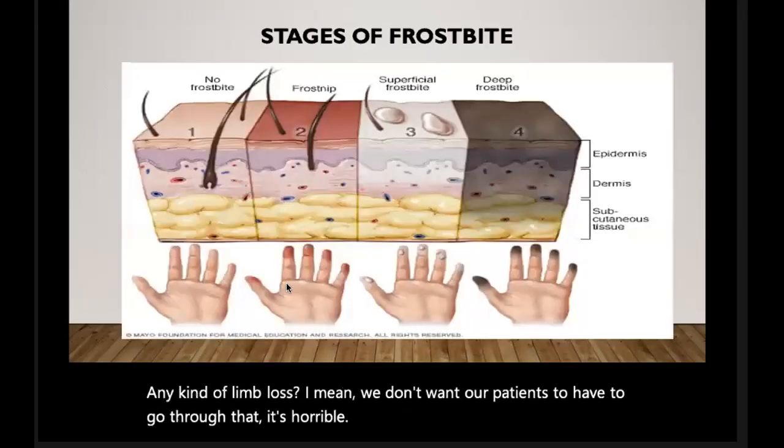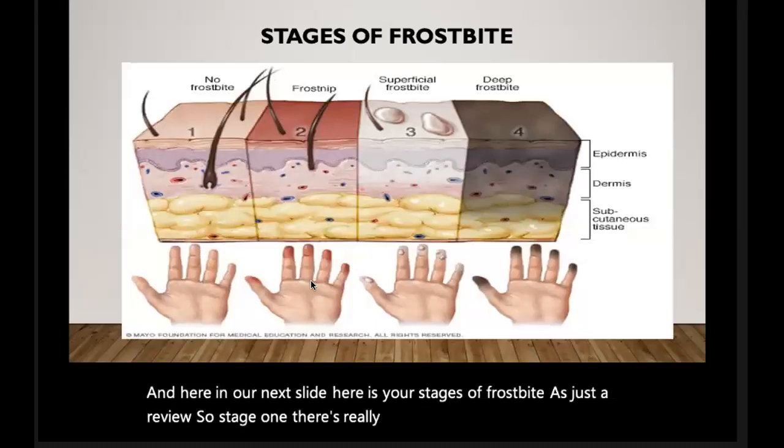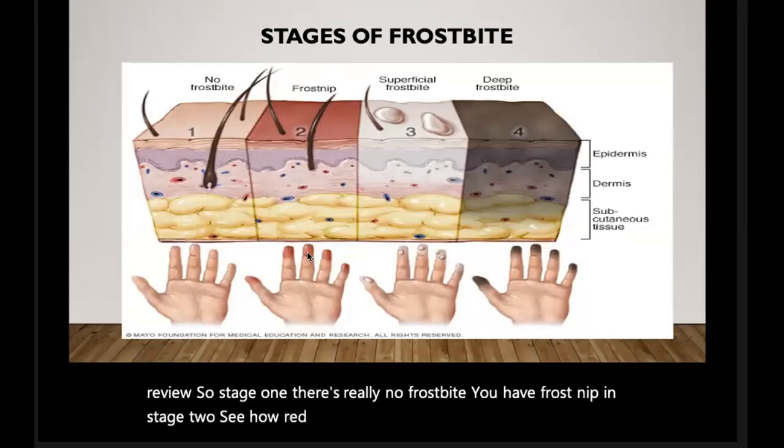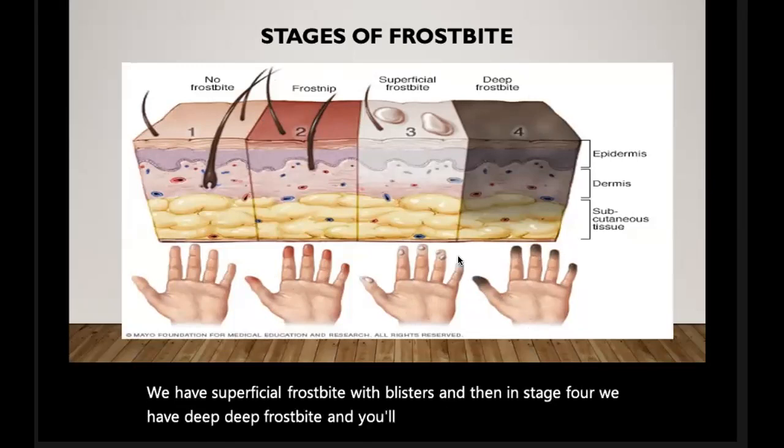And here in our next slide, here are your stages of frostbite as just a review. So stage 1, there's really no frostbite. You have frostnip in stage 2. See how red and angry his fingertips are. In stage 3, we have superficial frostbite with blisters. And then in stage 4, we have deep frostbite, and you'll see actual necrosis on your fingertips.